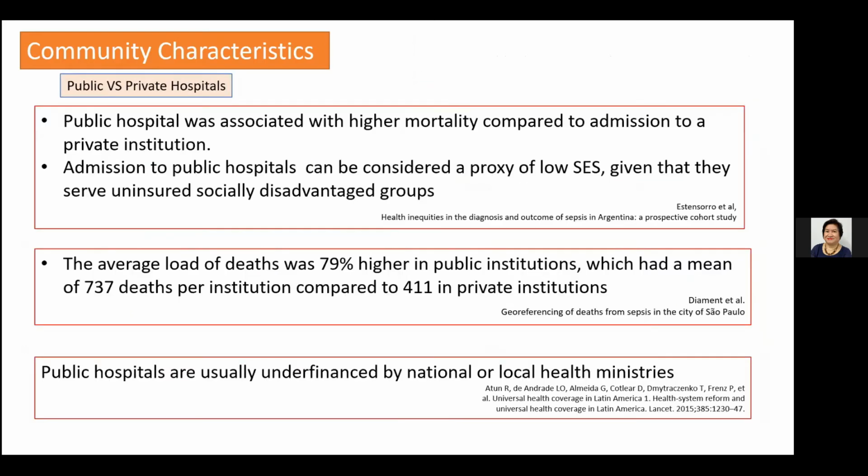Estenssoro et al. posit that public hospitals were associated with higher mortality compared to admission to private institutions, and that admission to public hospitals can be considered a proxy of low socioeconomic status, given that they serve uninsured and socially disadvantaged groups. Atun et al. claim that public hospitals are usually underfinanced by the national or local health ministries.